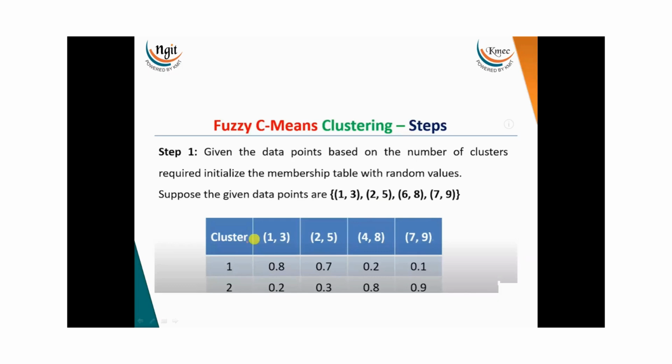So these are my data points I have written, and this is the cluster. How many clusters do I want to form here? I want to form two clusters here, and I'm checking what is the probability of 1 comma 3 belonging to cluster 1, and in the same way what is the probability of 1 comma 3 belonging to cluster 2. So we have written random values. In the next step, our agenda is to update these values mathematically.